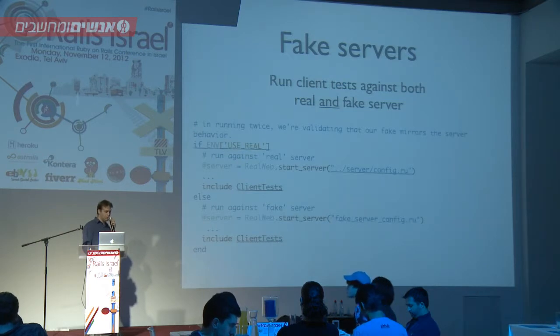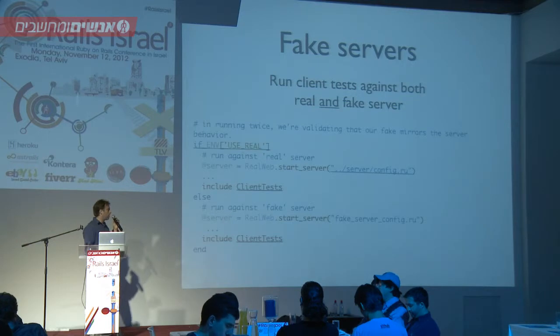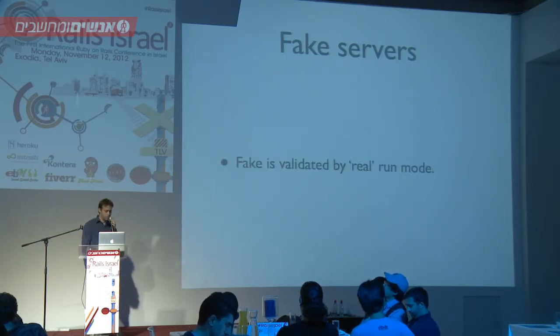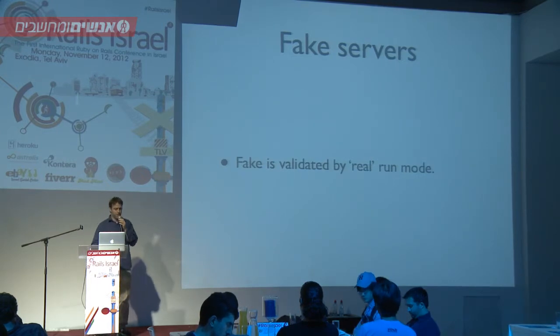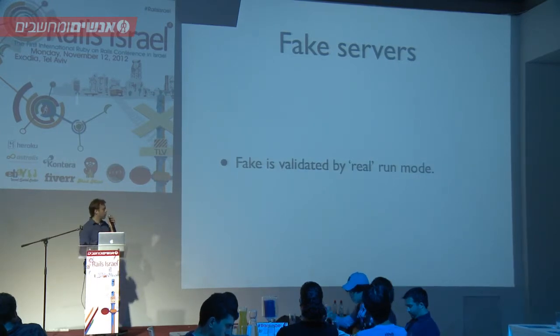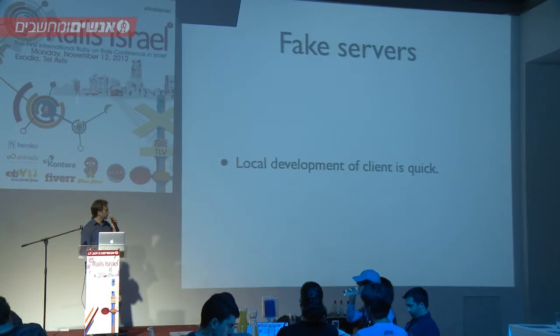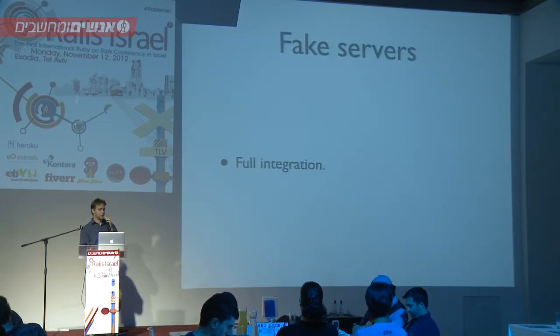So specifically, what we have used is something like an environment variable, and in our CI server we'll set that variable and run it in a fake mode or a real mode or whatever it is that we're doing. So the fake is validated by our real run mode. Local development of the client is quick. We still have full integration. That's pretty amazing.